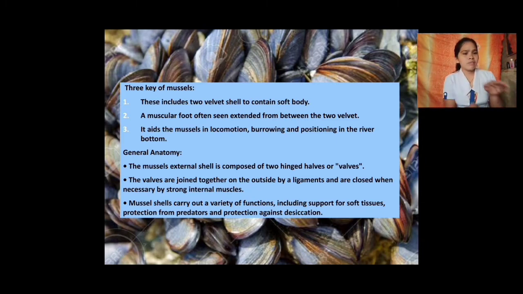Ig open anang duha ka valve na diha manakto makitaan ang muscular foot mao na gamiton sa muscles para mo kamang og mo lakaw. Next is it aids the muscles in locomotion. Kanang ang muscular foot mo na gamitin nila for locomotion, burrowing and positioning in the river bottom. Mao ni kanang mulublob sa mga muddy or sa river bottom. General anatomy, the mussel's external shell is composed of two hinged halves or valves.